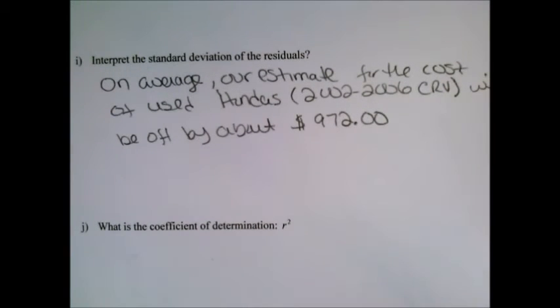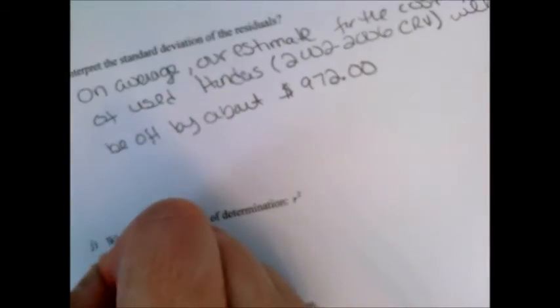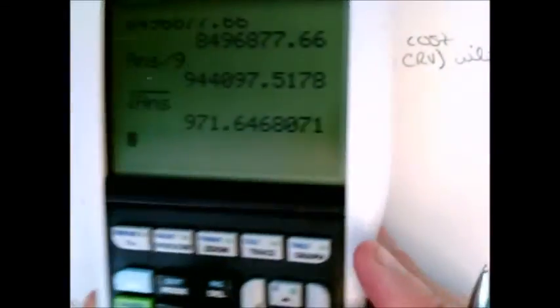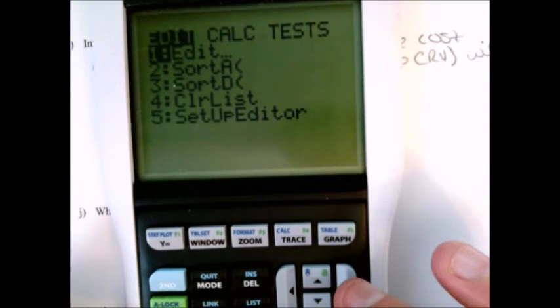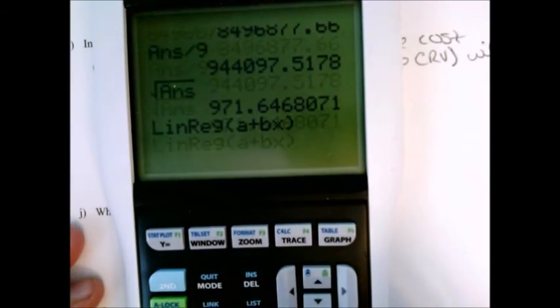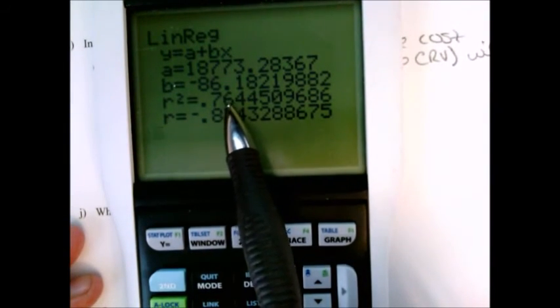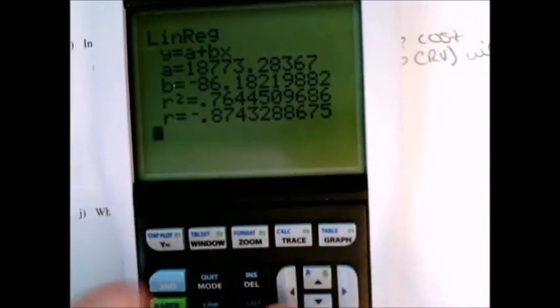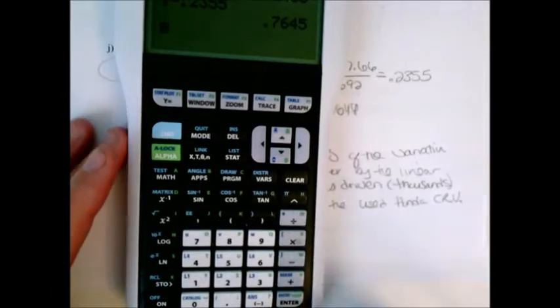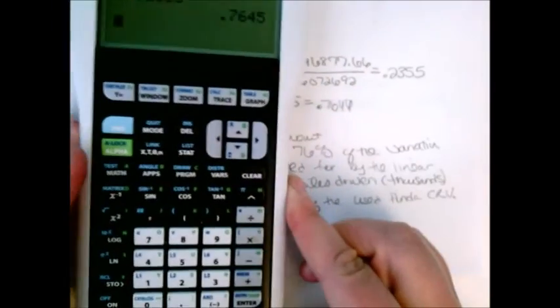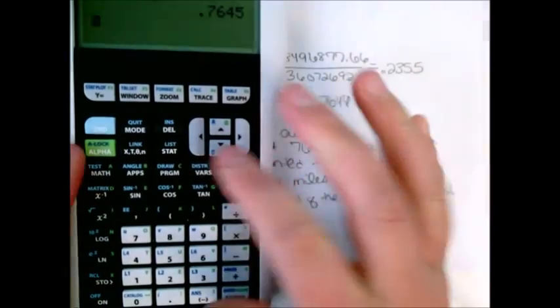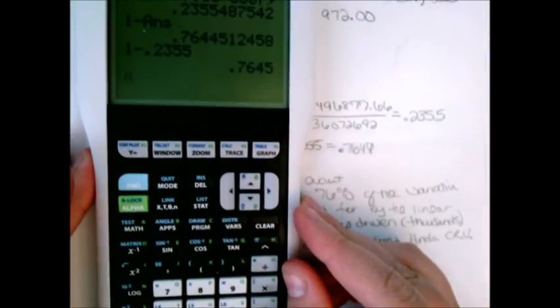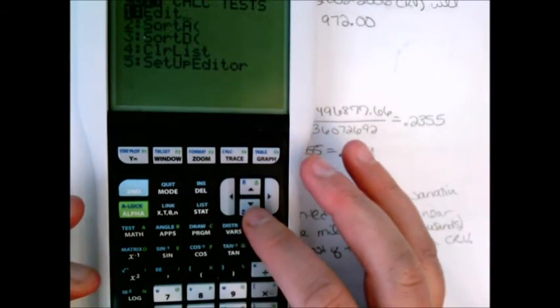What is the coefficient of determination? Now this one gets complicated. Your calculator will find the r-squared value for you. Second, stat 8, enter. There's the r-squared value, 0.7644. Now I'm going to go back to using my calculator, and I am going to put in to L4 some values.